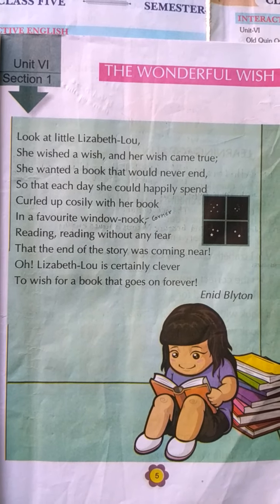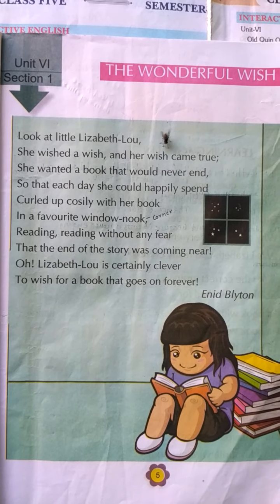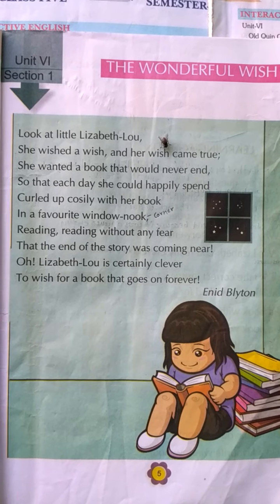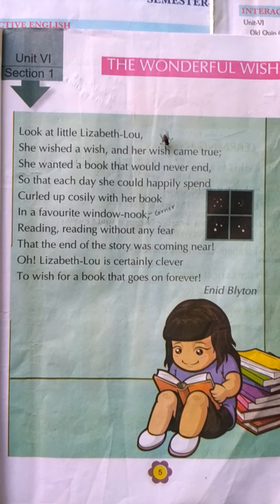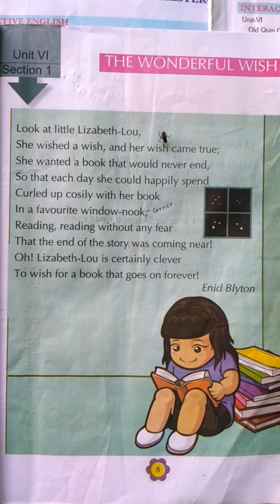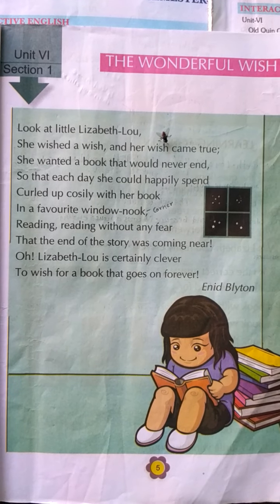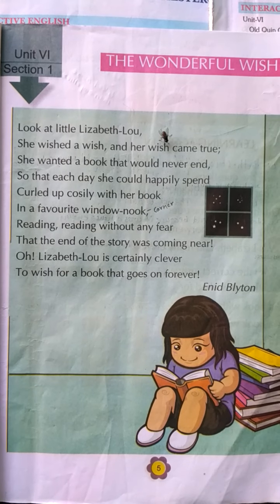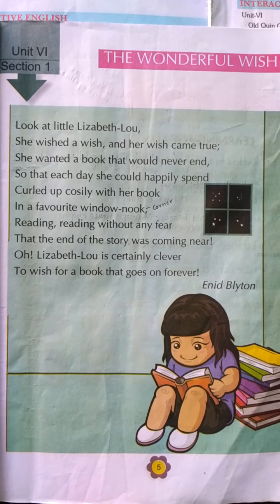Look at a little Elizabeth Law. She wished a wish and her wish came true. She wanted a book that would never end, so that each day she could happily spend, curled up cozily with her book in a favorite window nook. Nook means corner. Reading without any fear that the end of the story was coming near. Oh, Elizabeth Love is certainly clever to wish for a book that goes on forever.